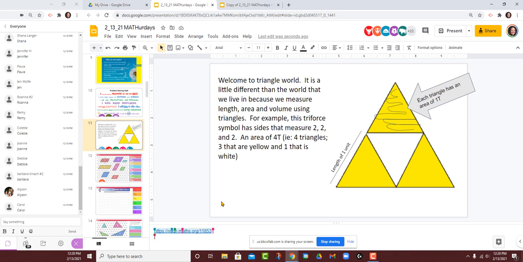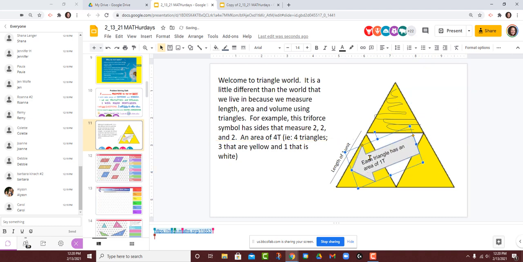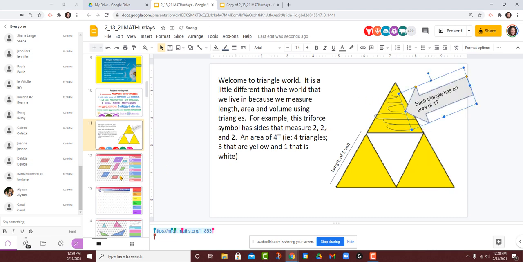In other words, 4 triangles. In this case, 3 of those triangles are yellow and 1 of them is white. So each triangle is how we measure area here, and you would say this has an area of 1, 2, 3, 4T. And in this task, you're going to explore to develop generalizations. And from those generalizations, you're going to test them out until you get to the real problem down at the bottom.